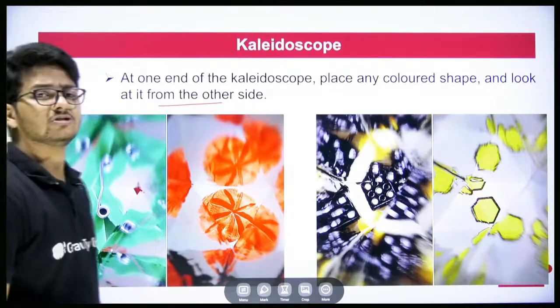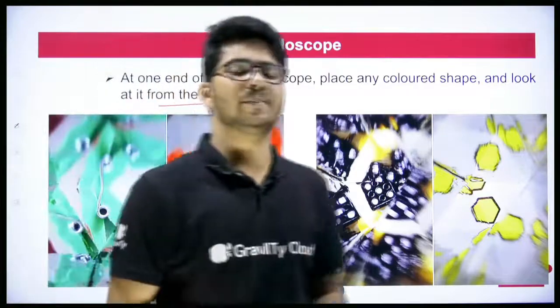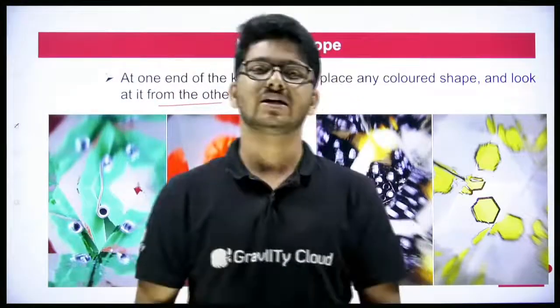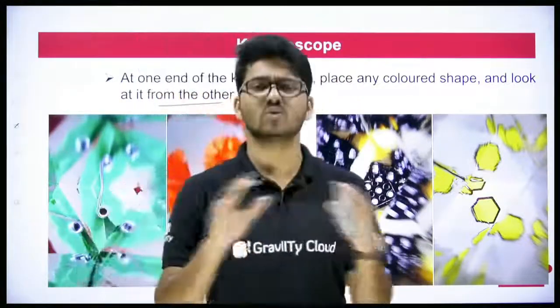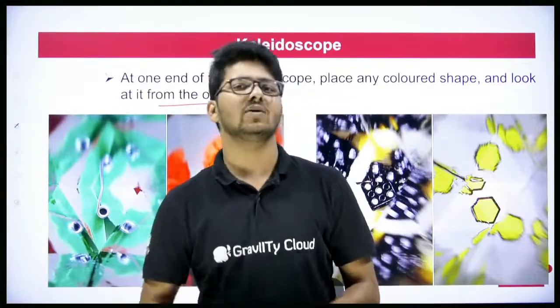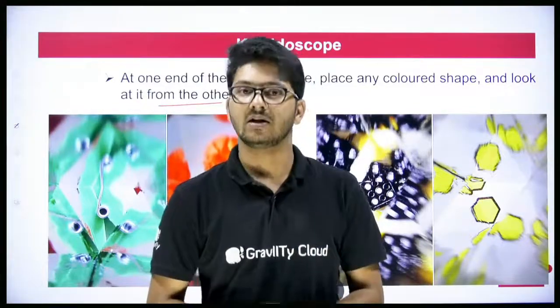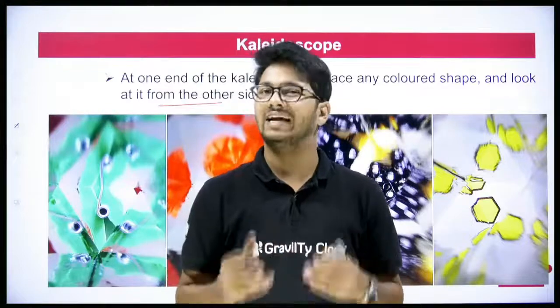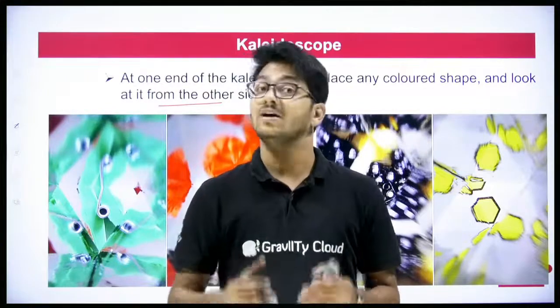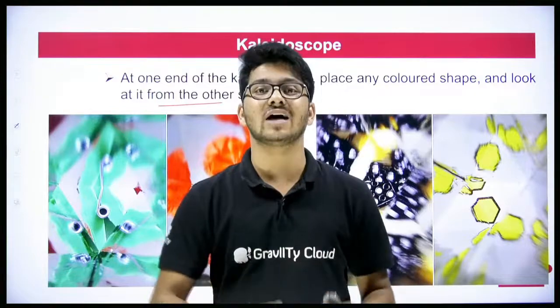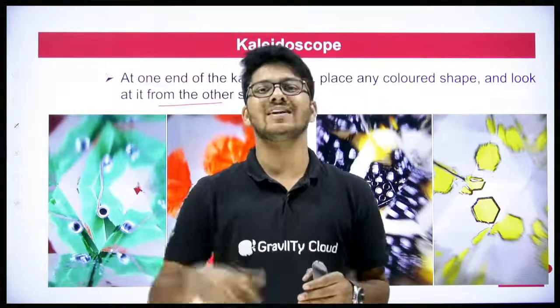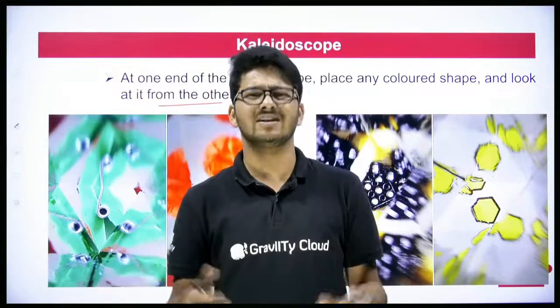See, the kaleidoscope is also very easy. Finding the mirror part will be difficult. Instead of mirrors, what you can do is take a smooth aluminum foil. It will not work perfectly, but it will give you an idea. If you don't find mirrors, in place of mirror, you can make use of what? A smooth aluminum foil. Whatever reflects.